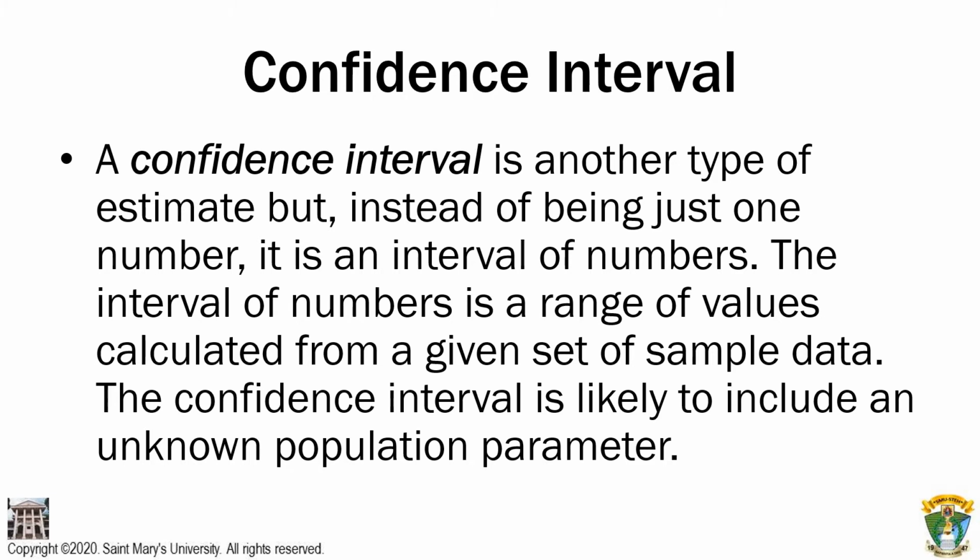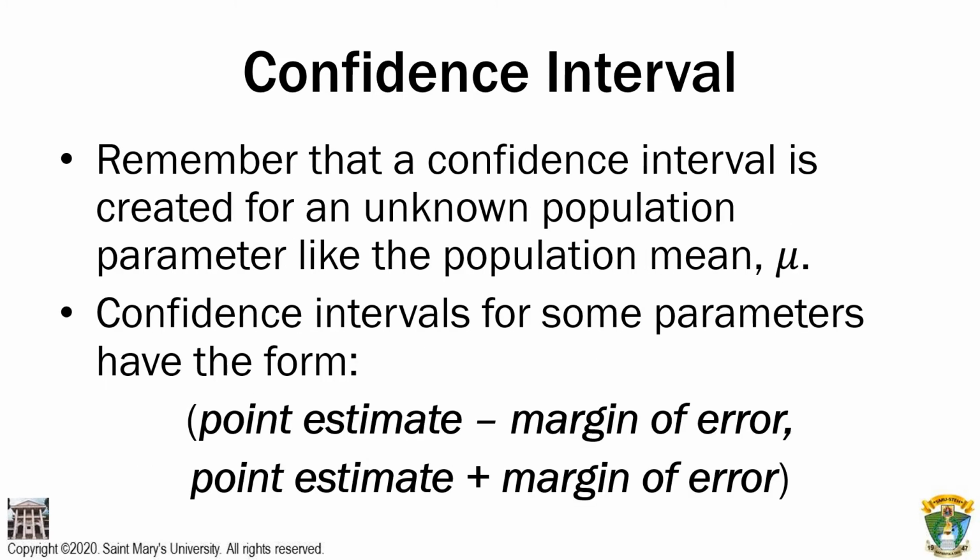For example, we can say that on average, the mean performance of students in mathematics in a 100-item test would range from 70 to 80 points. The 70 to 80 is a confidence interval with a corresponding confidence level, or how confident we would be that the true population mean would be inside our confidence interval. Now remember that a confidence interval is created for an unknown population parameter like the population mean.